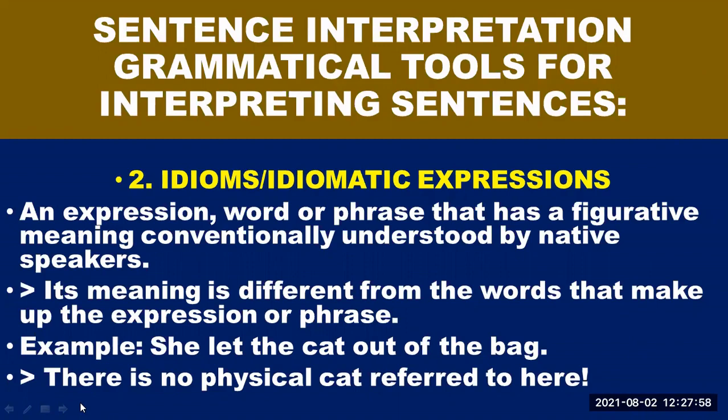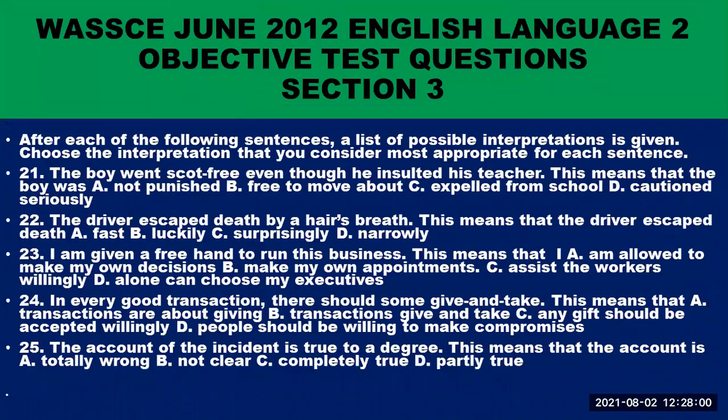Let's begin with question, well, let's take the instruction first. Section 3, the instruction is as follows. After each of the following sentences, a list of possible interpretations is given. Choose the interpretation that you consider most appropriate for each sentence. So you can see that we shall be discussing sentence interpretations. Question 21. The boy went scot-free even though he insulted his teacher.